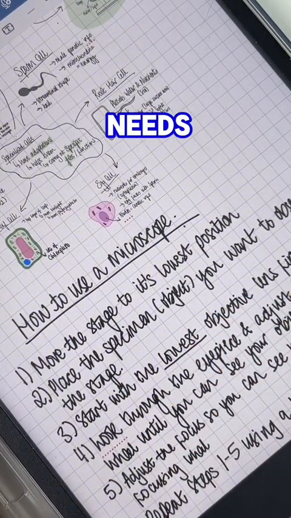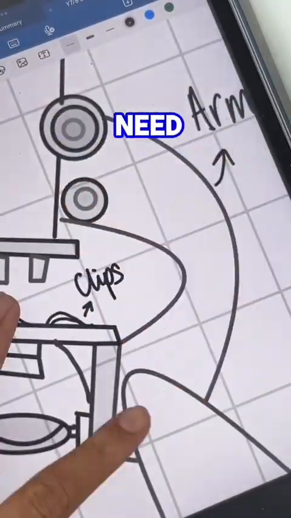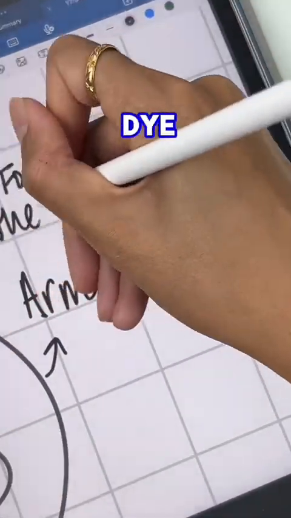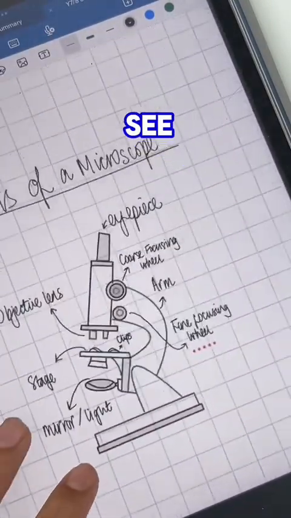There's also two really important bits you need to remember when you're looking at something under a microscope. The object needs to be thin so that light can pass through it. Before you actually put the object under the microscope, we need to use a stain, which is basically a coloured dye. This helps to make the object or subcellular structures that you're looking at easier to see.